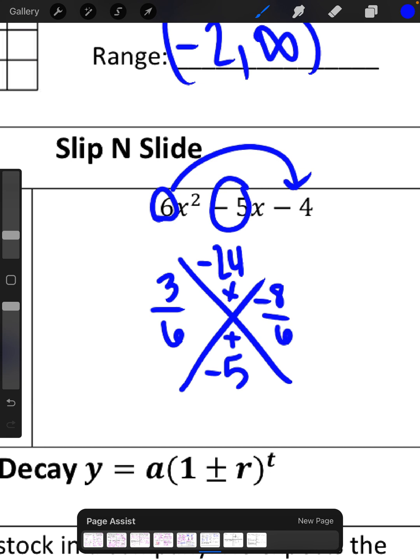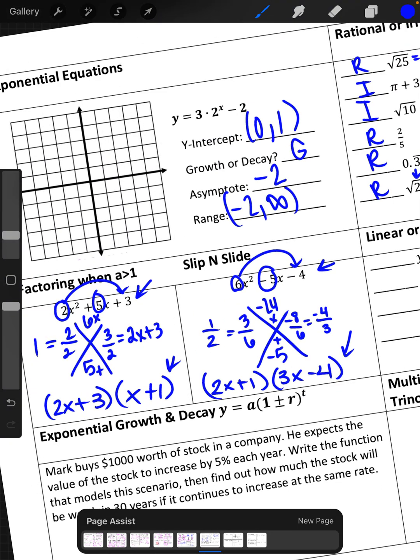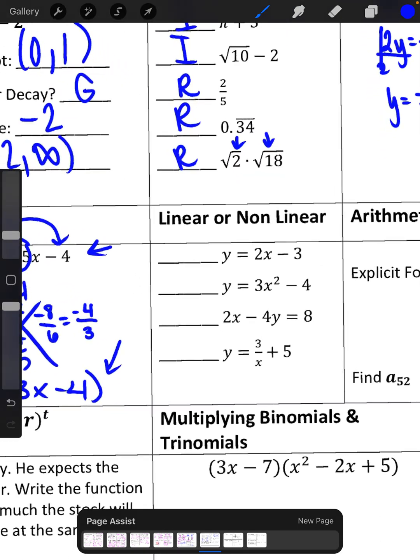I'm going to divide by the 6. And even though these won't necessarily divide into a whole number, they will simplify, so you do have to simplify. So 3/6 will simplify to, let's see, they'll both have 3, so that would simplify to 1/2. 8 and 6 can both be divided by 2, so -8 divided by 2 is -4, and 6 divided by 2 is 3. So then you take this and you go 2x plus 1. You take this and you go 3x minus 4. And again, if you put this in the calculator and this in the calculator, it'll give you the same parabola.